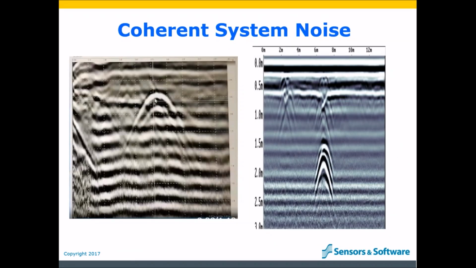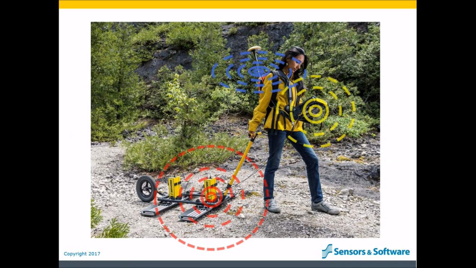There's another type of coherent signal that can show up in our GPR data, one that GPR manufacturers don't like talking about. This is called coherent system noise. As the name suggests, it is noise created by the GPR system. Have you ever seen flat-lying signals in your GPR data like the ones in the examples I'm showing here? The right data image is from a Sensors and Software system, while the left image is from one of our competitors' systems. What causes these signals? The GPR system.